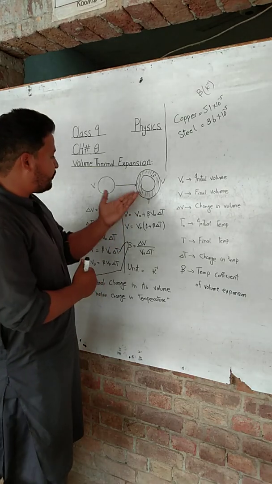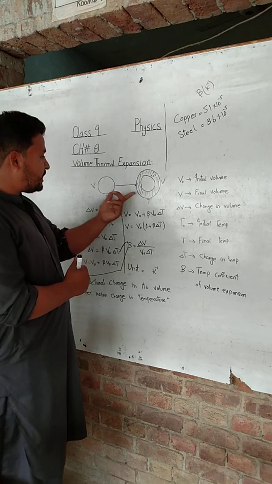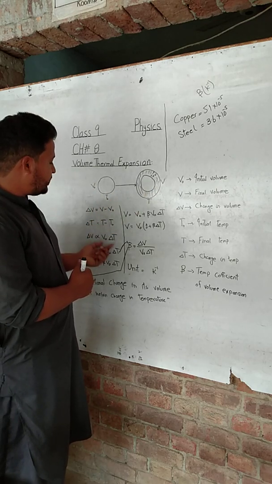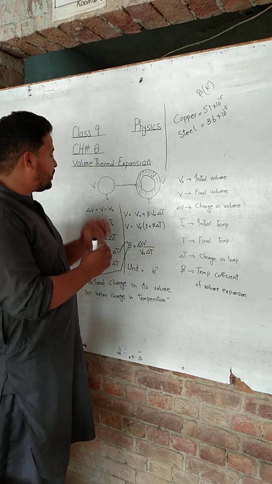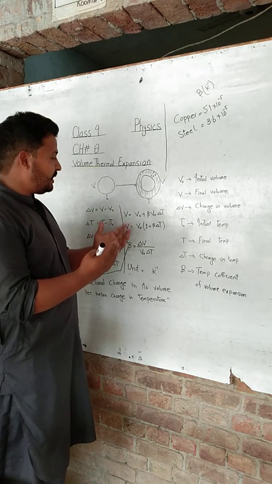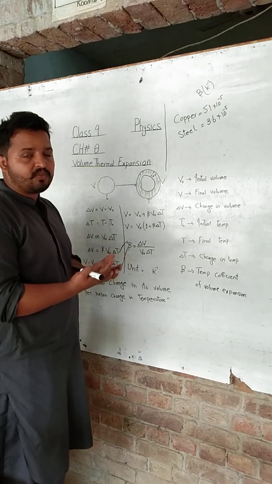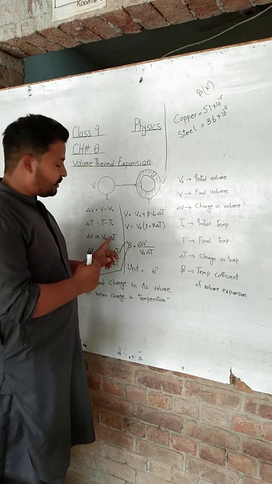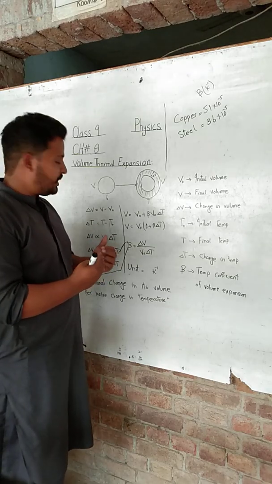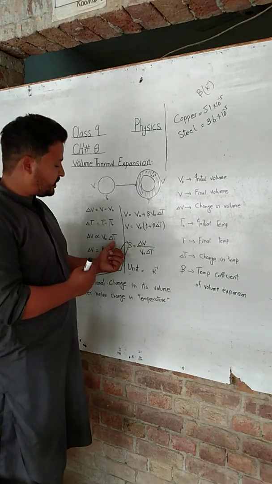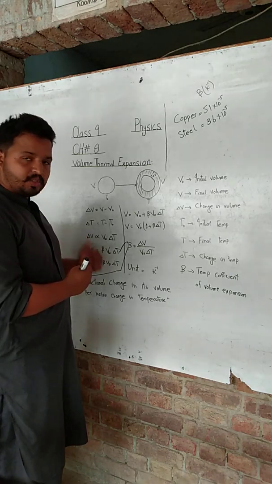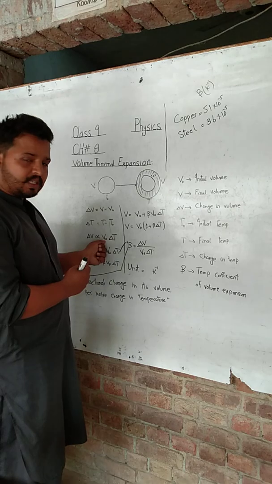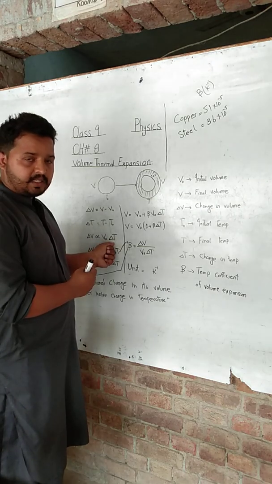Students, from here we can see that change in volume is directly proportional to initial volume and change in temperature. If initial volume is more, then change in volume is more. If initial volume is less, then change in volume is less. If change in temperature is more, then change in volume is more. If change in temperature is less, then change in volume is also less. It means that change in volume is directly proportional to initial volume and change in temperature.